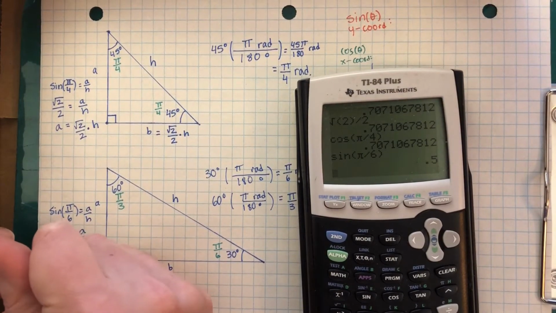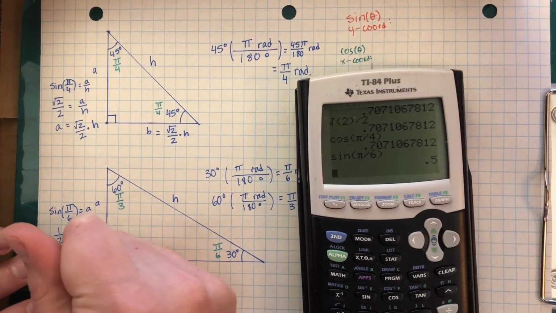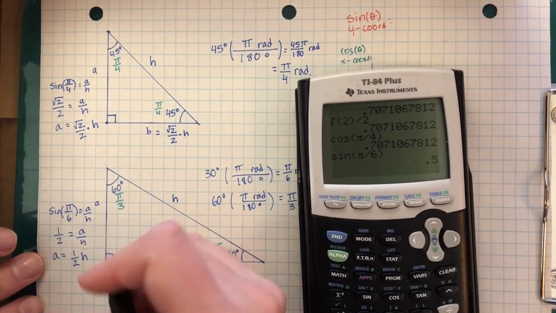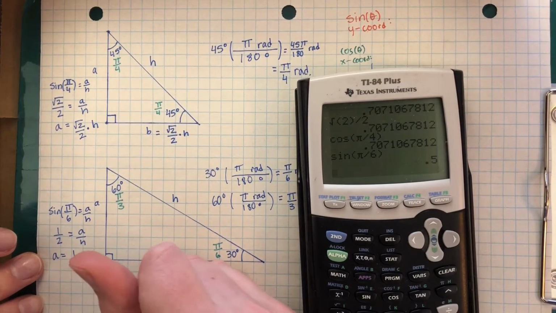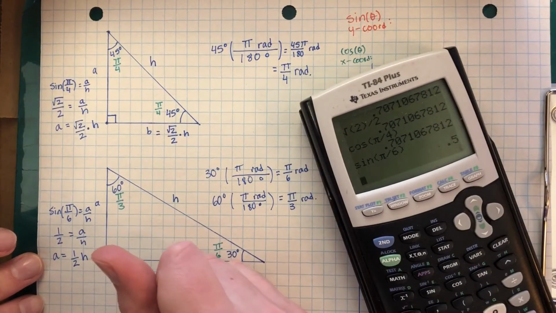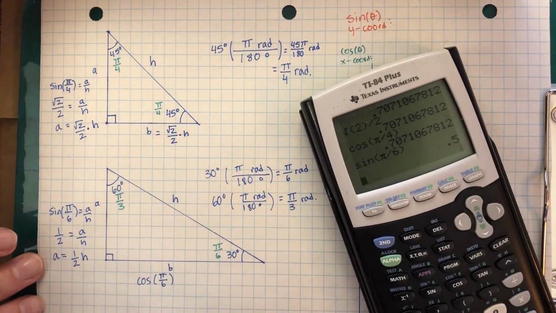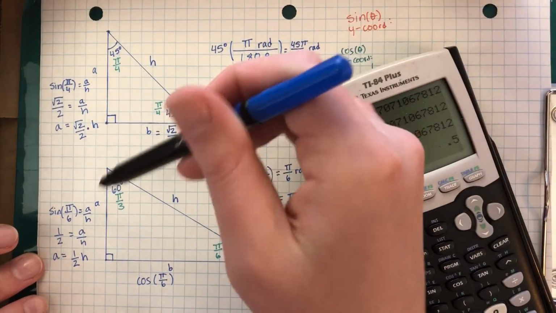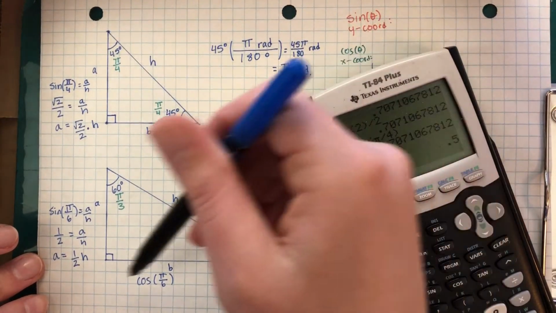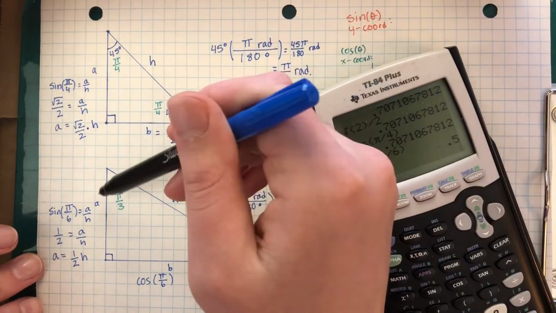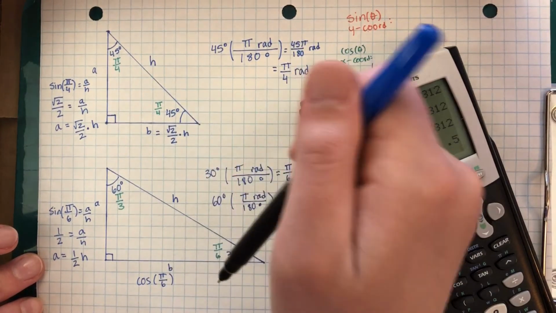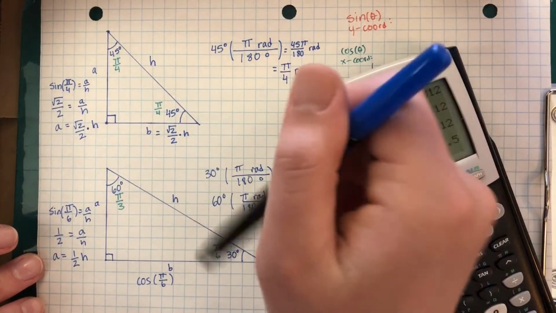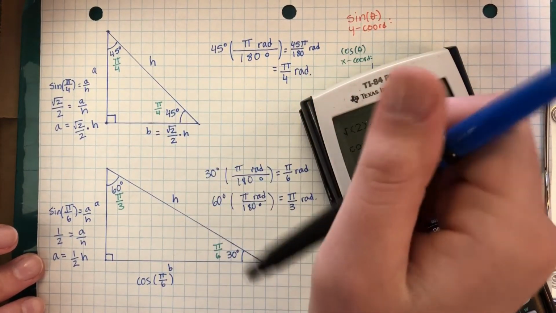So then A would need to equal 1/2 H. This one is going to be the cosine of pi over 6, or you could think of it as the sine of pi over 3. Because from the point of view of this angle, this is the adjacent side. From the point of view of this angle, this is the opposite side. The cosine of 30 and the sine of 60 are the same thing. They're the side B over the side H.